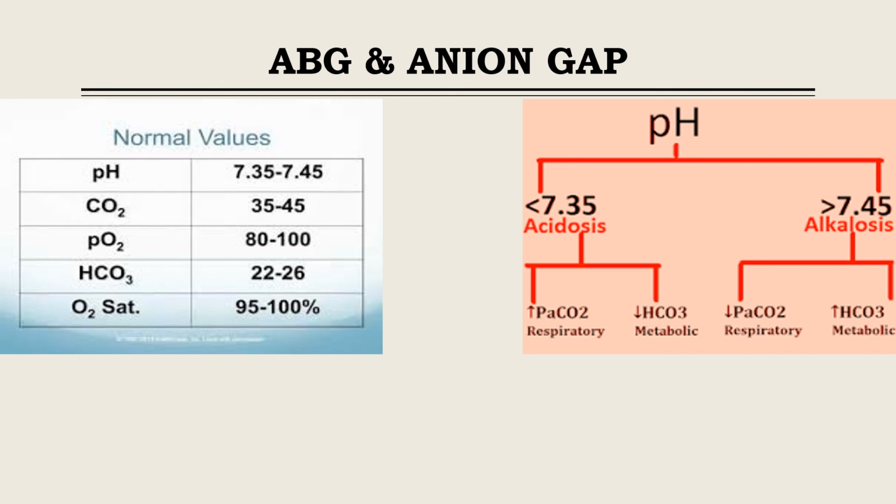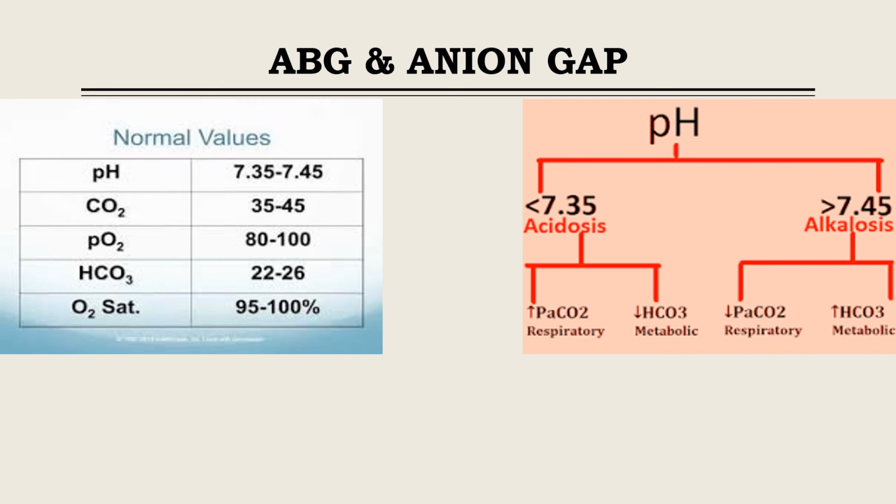Each one of these will be due to either respiratory or metabolic causes. If the change is in the PCO2, it is called respiratory acidemia or alkalemia. If the change is in the bicarb, it is called metabolic acidemia or alkalemia. And we have a rough equation: pH equals bicarb divided by PCO2.